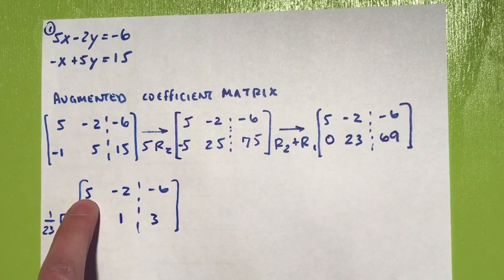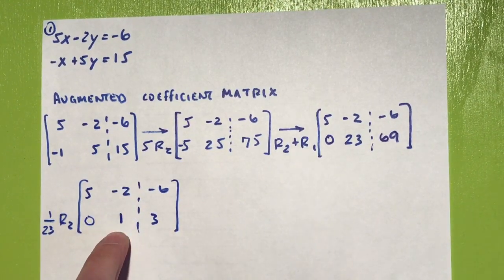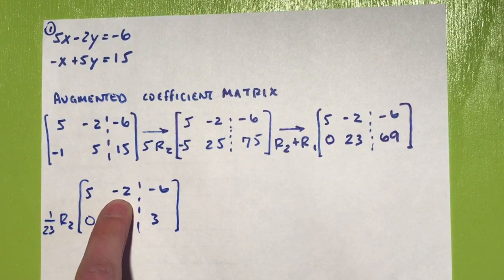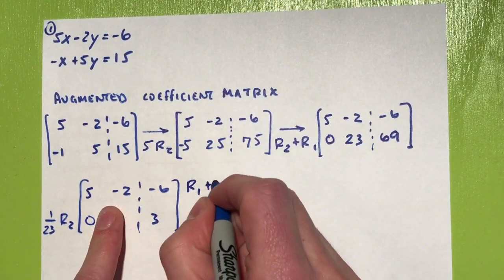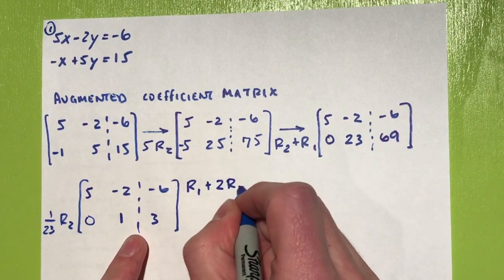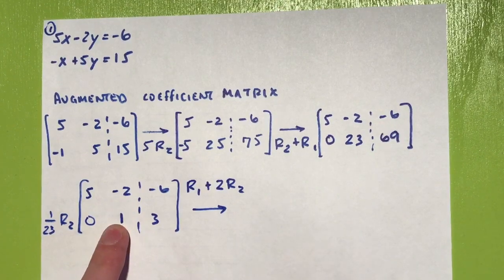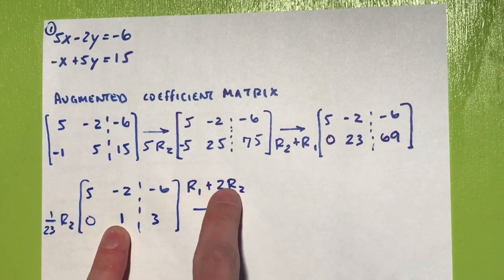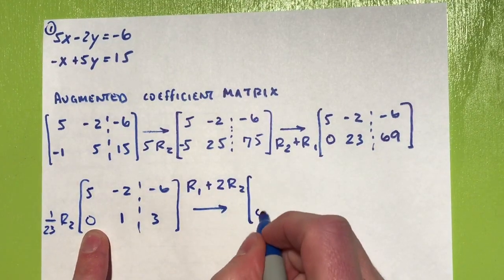I need this to become a 1, this to become a 0 now. I'm going to use this 1 to get rid of this 2. I'm going to change row 1 by taking row 1 and adding 2 times row 2. I see that I have -2 there, so I can multiply this row by 2 and add it. Now row 2 stays the same.